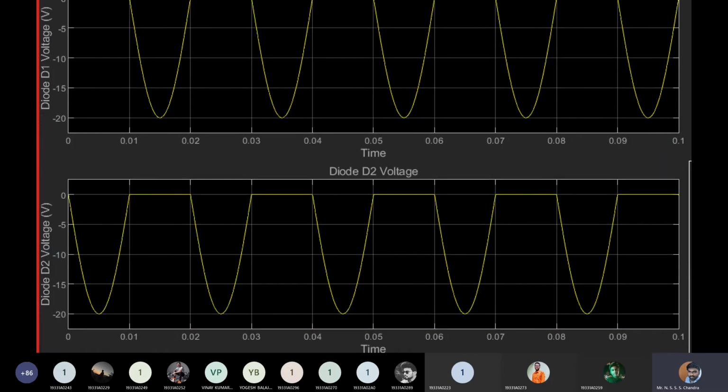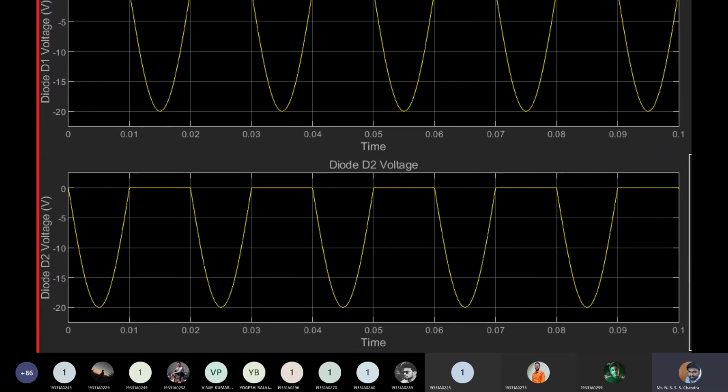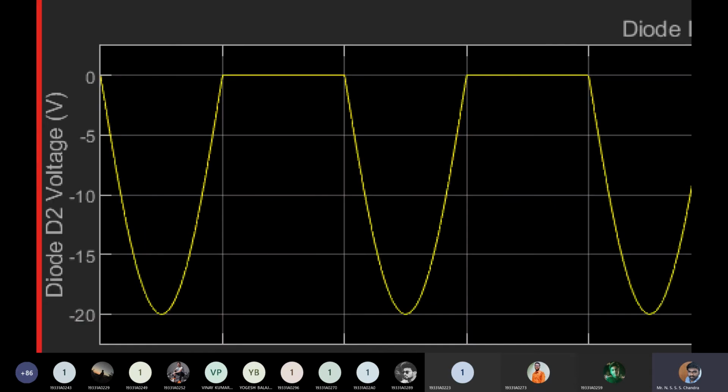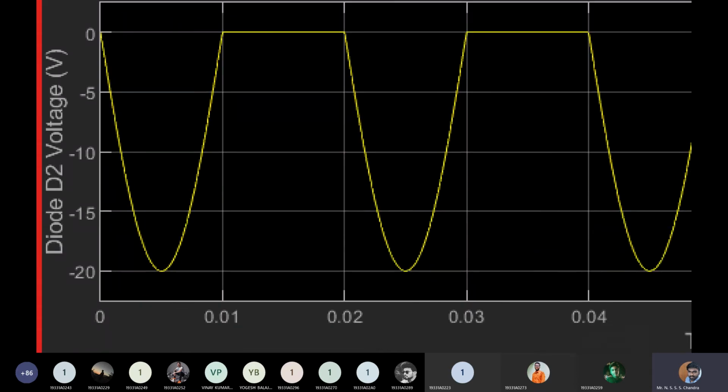For D2, for the positive half cycle of the input, between 0 to 0.01 seconds, what is the voltage you are observing? Minus 20. So you are seeing a sinusoidal signal in the negative half cycle with a peak value of minus 20. It means that for the positive half cycle of the input voltage, your diode D2 is in reverse bias and acting like an open circuit.